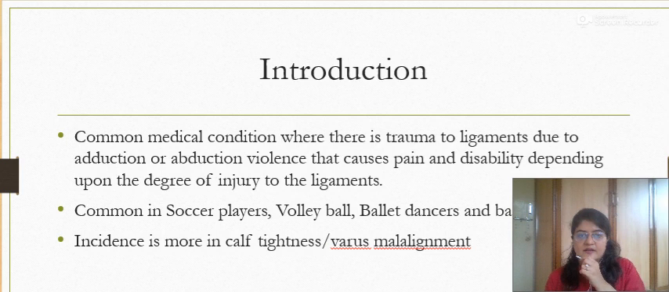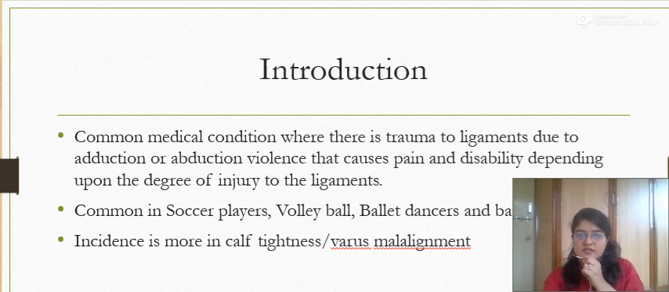It is a common musculoskeletal condition where trauma happens to the ligaments of the ankle, especially the lateral ligaments. It happens because of a sudden adduction or abduction force, because of which the foot suddenly goes into the inversion position, and there is pain and disability followed by that. The pain and disability will always depend upon the degree of the injury to the ligaments.